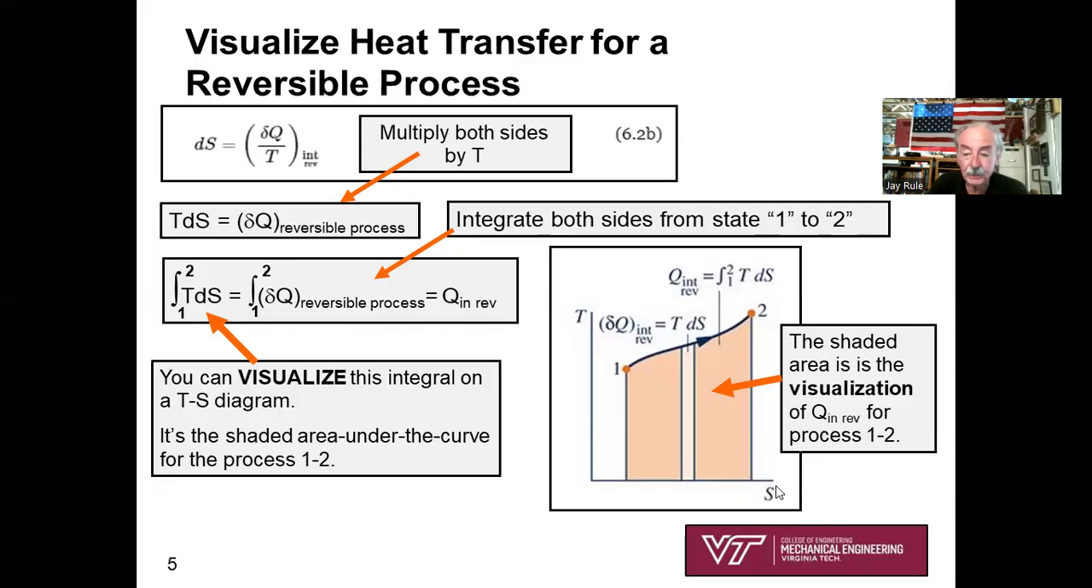And what good does it do me? The good that it does you is that you can see with your eyes, if you go from state 1 to state 2 across a reversible process, quasi-equilibrium, then you can visualize the heat added. It's the area under the curve for a reversible process. Shaded area is the visualization of Q for the reversible process 1 to 2.